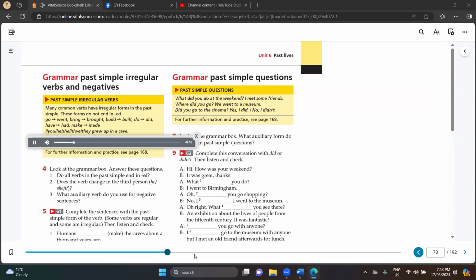Hi, how was your weekend? It was great, thanks. What did you do? I went to Birmingham. Oh, did you go shopping? No, I didn't. I went to the museum. Oh, right. What did you see there? An exhibition about the lives of people from the 15th century. It was fantastic. Did you go with anyone? I didn't go to the museum with anyone, but I met an old friend afterwards for lunch.